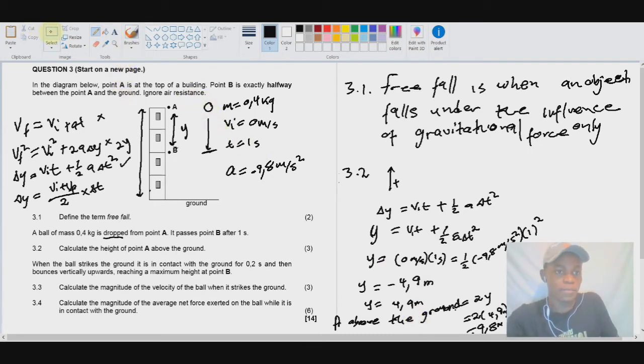So that's it for 3.2. Now that we found that the distance from A to the ground is 9.8, we need to write that this is 9.8 meters, because it might come in handy somewhere, somehow, we are not sure, but it's important to write because it might come in handy. So every time I get something, I decide to write it down.